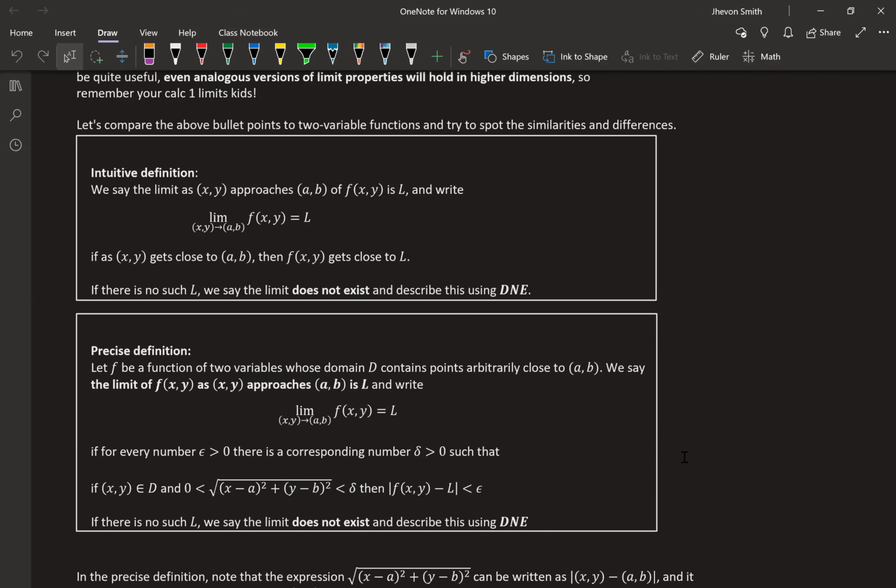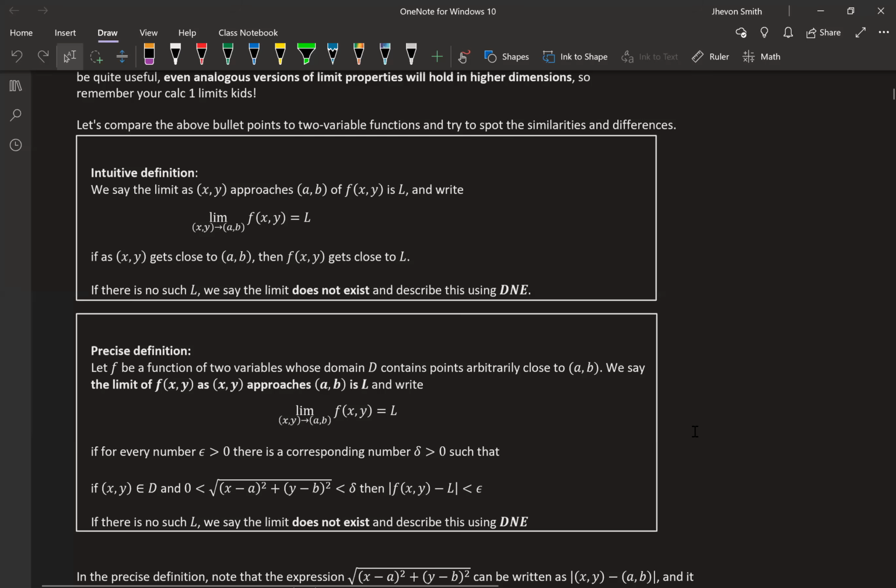So f is a function of two variables. The domain is D, and it has a comma b in the domain. Then the limit of f as xy approaches a b is L, and we write that if for every number epsilon greater than 0, there is a corresponding number delta greater than 0, such that if that expression is between 0 and delta, then our f will be close to L within epsilon.